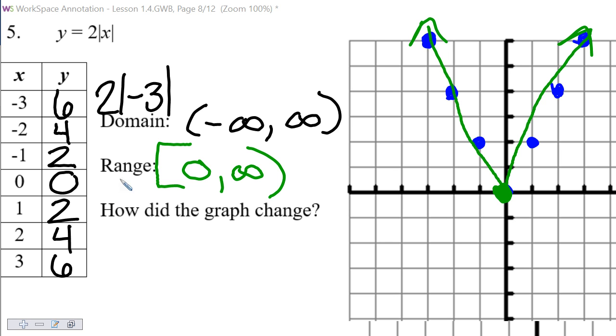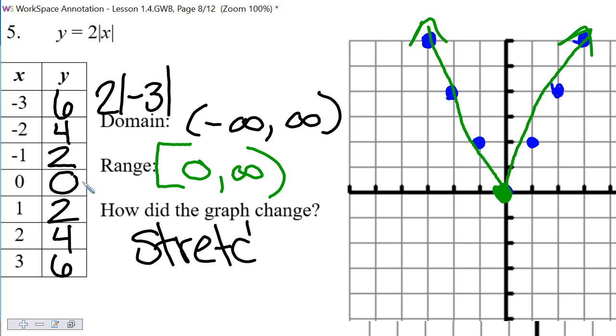So we call that a stretch. So for this one, number 5, it would stretch by a factor of 2. So this is called a stretch, and you have to say how much is stretched. So it's stretched by a factor of 2. And we call it a factor because it was being multiplied by 2. The factors are things that were multiplied.